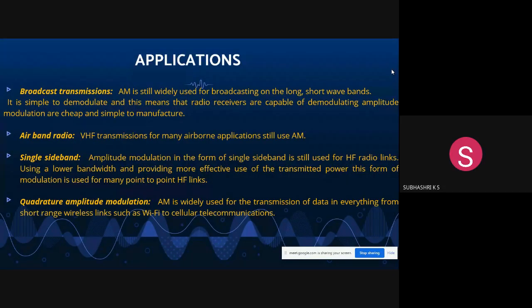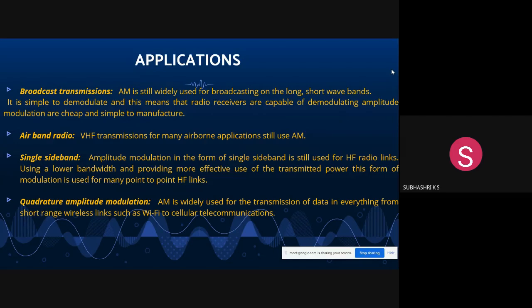Now let us look at the applications. Broadcast transmissions. AM is still widely used for broadcasting on the long, medium and short wavebands. It is simple to demodulate, and this means that radio receivers capable of demodulating amplitude modulation are cheap and simple to manufacture.